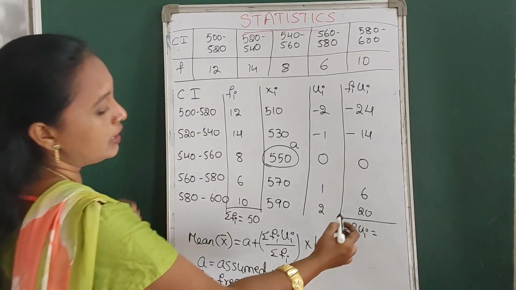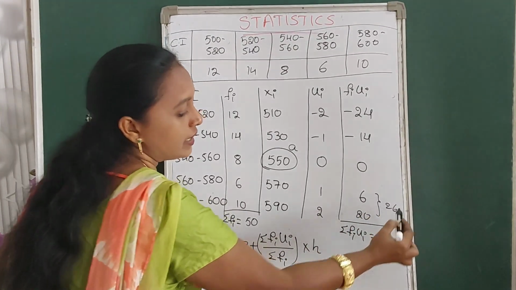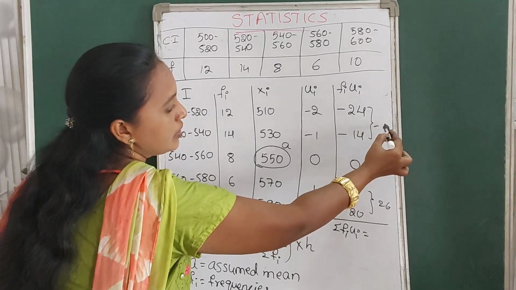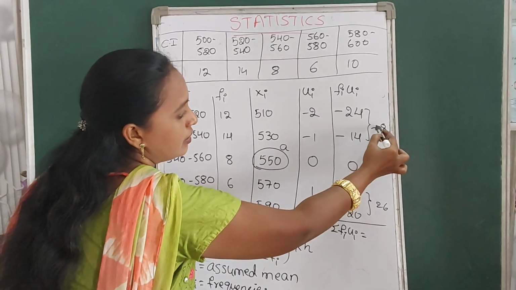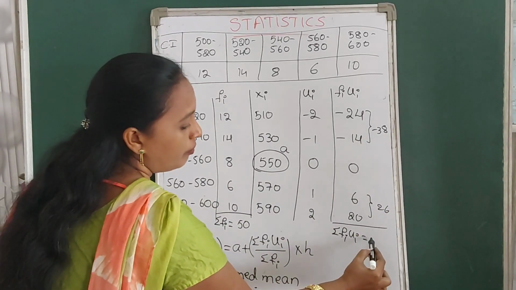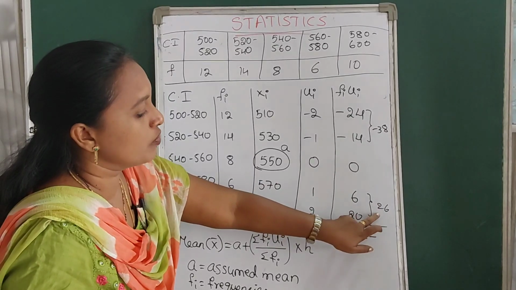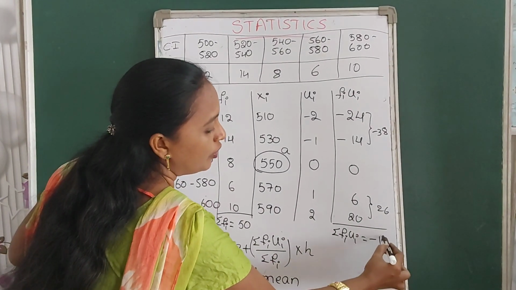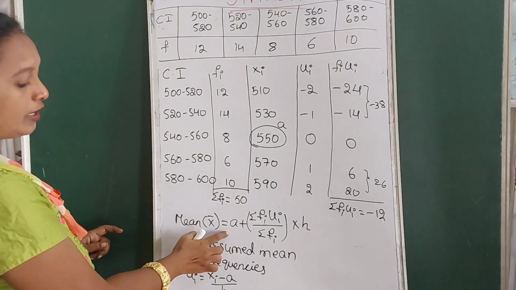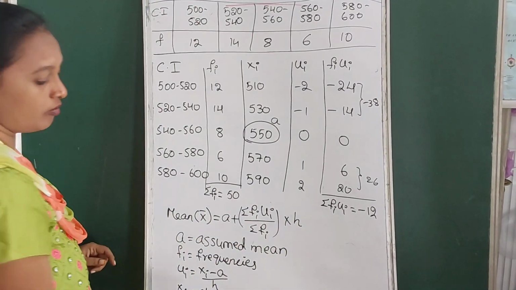Okay. Now what is this? These plus terms, 20 plus 6 means 26. These negative terms, minus 24 plus 14, 38, 2 plus 1 is 3. So negative terms are more, so my answer will be negative. So 38 minus 26 is nothing but 12. See, I got all the required values. A I got, sigma fi ui I got, sigma fi I got and h also I have.